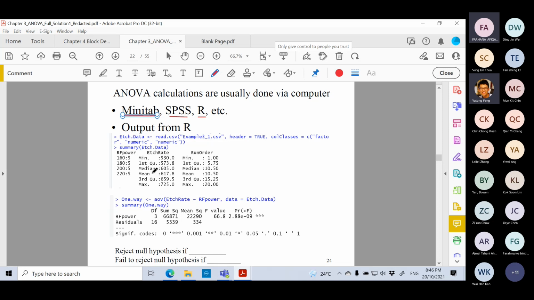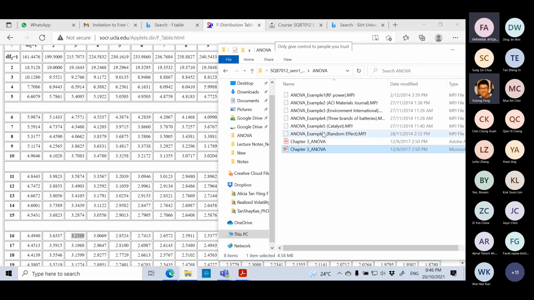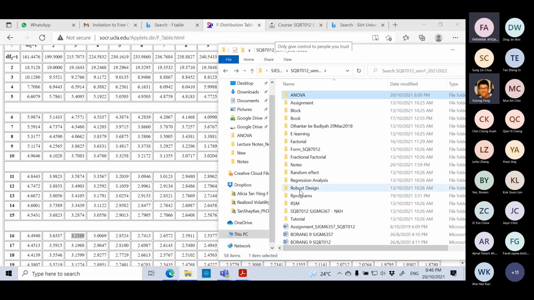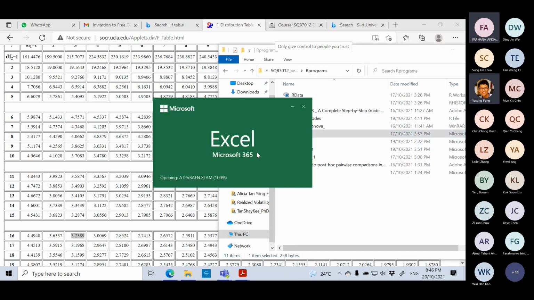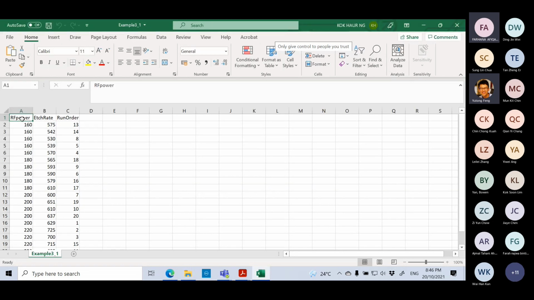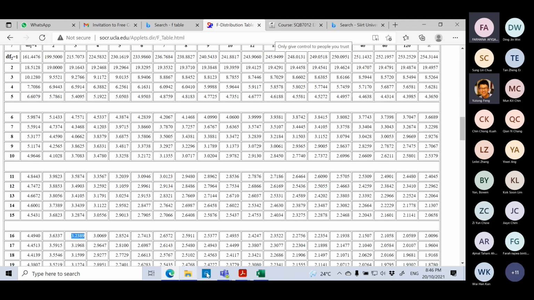This part is just reading the data. I already keyed in the data, and I just do the reading of it. I keyed the data into Excel according to the RF power and the etch rate. I keyed in two columns. Of course, the run order comes after I run the randomization, which gives the third column. I save this data file in CSV format instead of the Excel format.